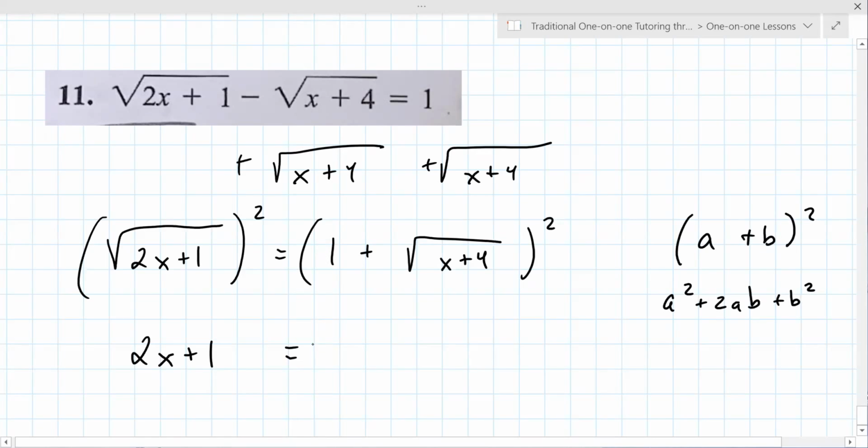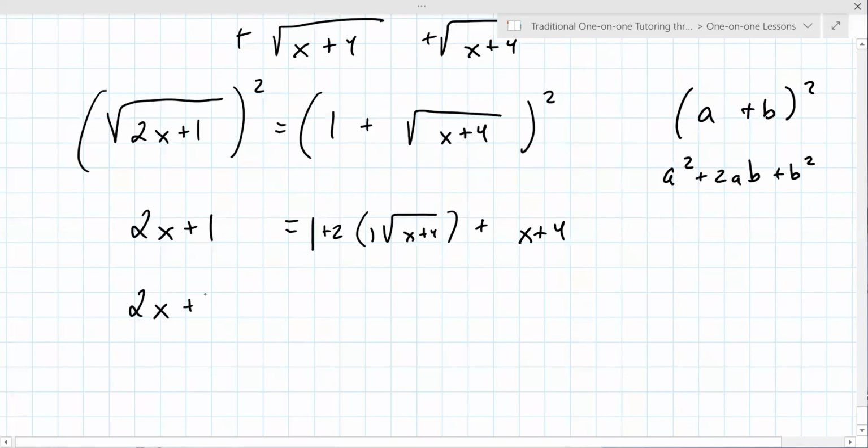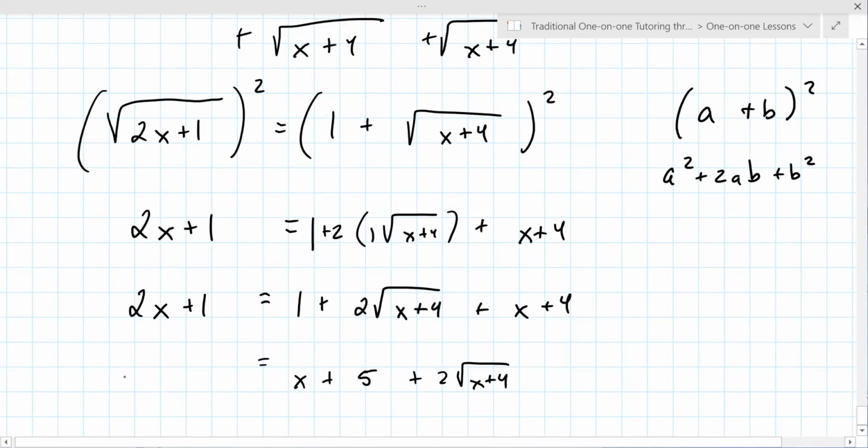So squaring the first isn't a big deal. 1 squared is 1. When you multiply these together, the 1 is on the outside, so it's 1 square root x plus 4, but then you double it. Plus, when you square the last, it becomes x plus 4. 2x plus 1 equals 1 plus, I'm going to multiply that in, 2 square root x plus 4 plus x plus 4. Okay. So again, a little bit more simplifying, it's x plus 5 because the 1 and the 4 go together, plus 2 square root x plus 4. I'm just rewriting here.